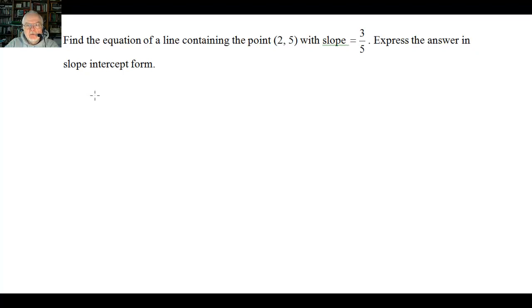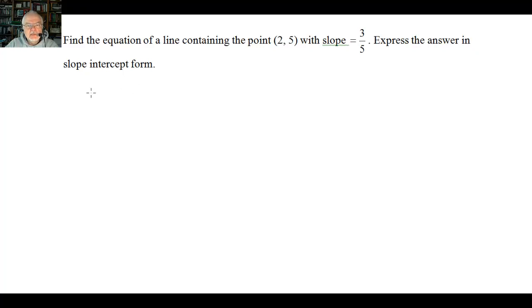Here we have a typical problem that requires the use of the point-slope formula. It says find the equation of a line containing the point (2, 5) with a slope of 3/5. Then it goes on to say express the answer in slope-intercept form. I have to learn how to read.